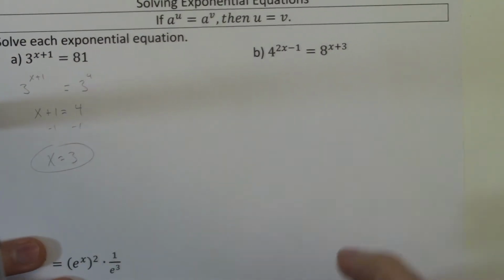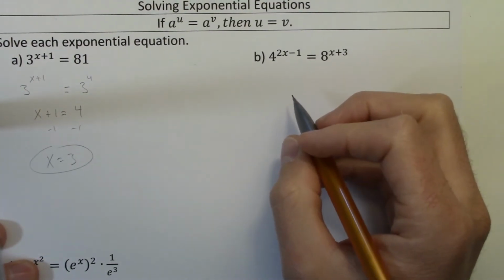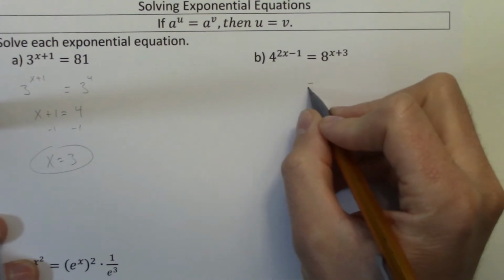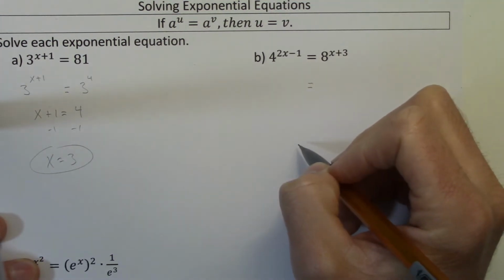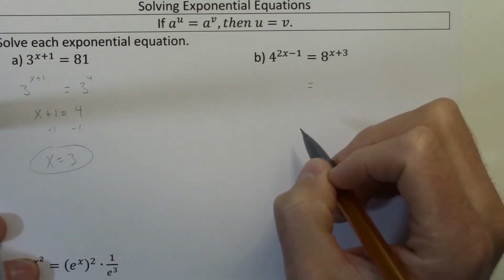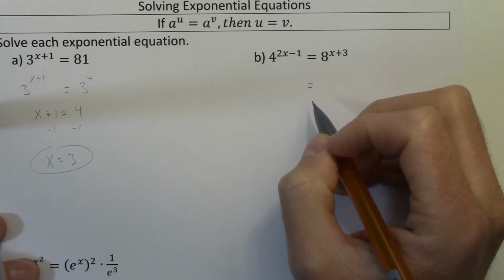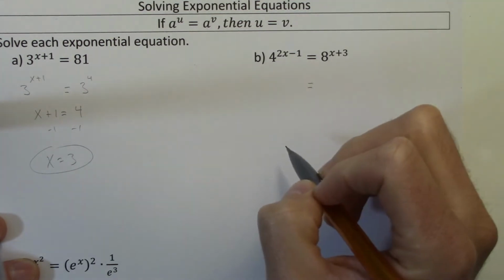Let's do another example, because they do get a little more complicated, and you'll see the laws of exponents come into play here. This one's different, right? You might think, okay, I'm going to rewrite 8 as 4 to a power. Well, 4 to what power is 8? It doesn't come out evenly. So what we're going to do is rebase both of them.